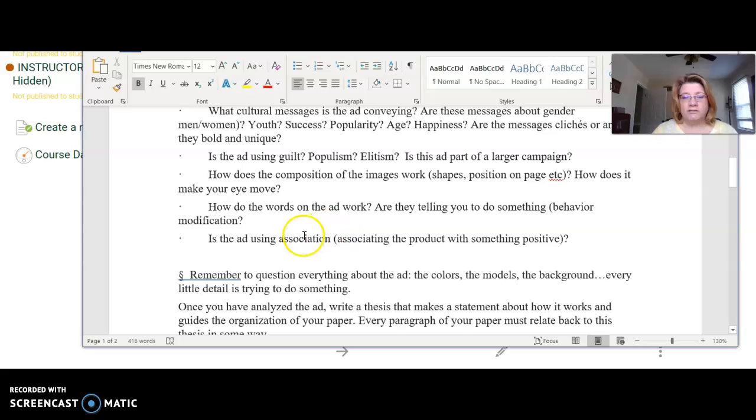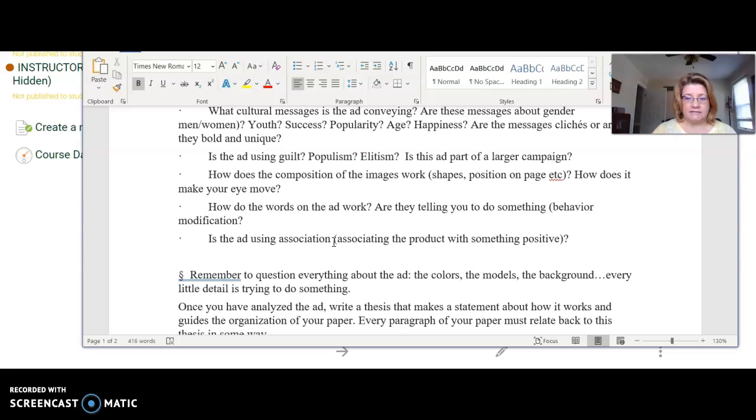Overall, these ads always use behavior modification. They're trying to get you to do something you don't do, buy something you don't buy, believe something you may not have believed before, vote for somebody you may not have planned on voting for. So they're always trying to modify our behavior. And they do it largely through association. That's associating the idea, the candidate, the product with something good, something happy, something successful.